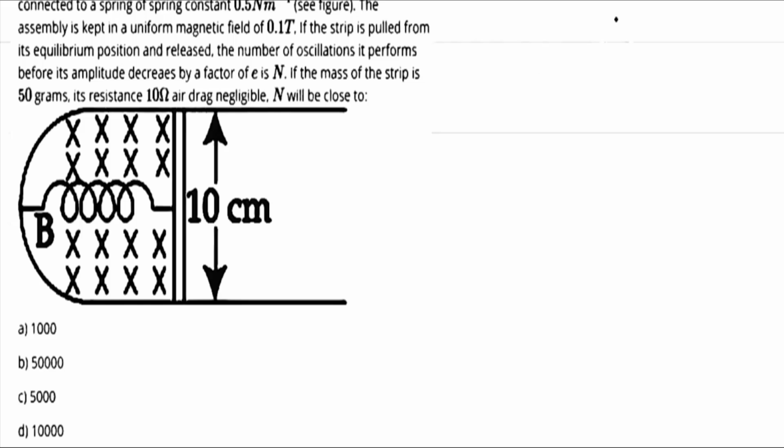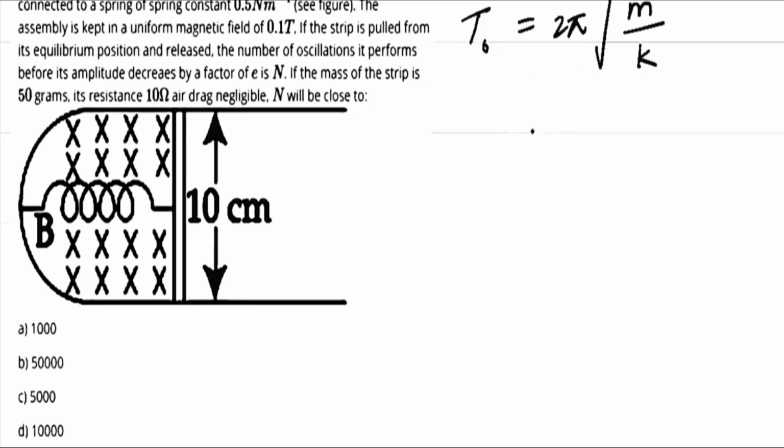So to solve this problem, there is a very simple formula that we need to use, which is T naught is equal to 2 pi times under root M upon K. K is the spring constant. M is nothing but the mass. Mass is given as 50 grams. Spring constant is given as 0.5 Newton per meter.